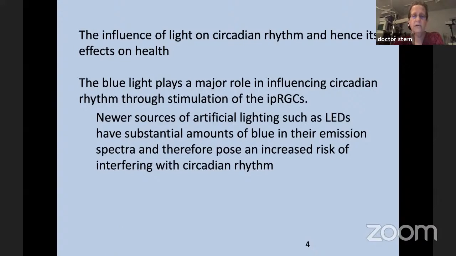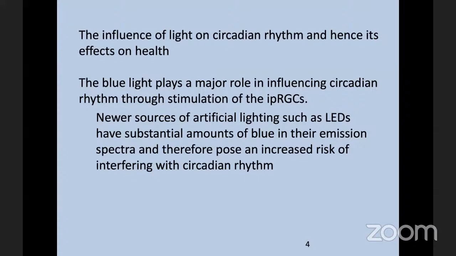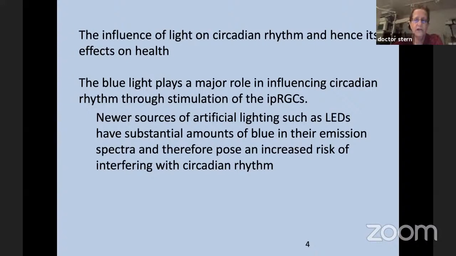And just here, I'm going to briefly mention, but there are many more slides later, that blue light plays a major role in influencing the circadian rhythm, because these intrinsically photosensitive retinal ganglion cells, the ipRGCs in our retinas, are maximally sensitive to blue. And so there are concerns with artificial lighting, especially LEDs, that have a substantial amount of blue and therefore pose an increased risk of interfering with our circadian rhythm.